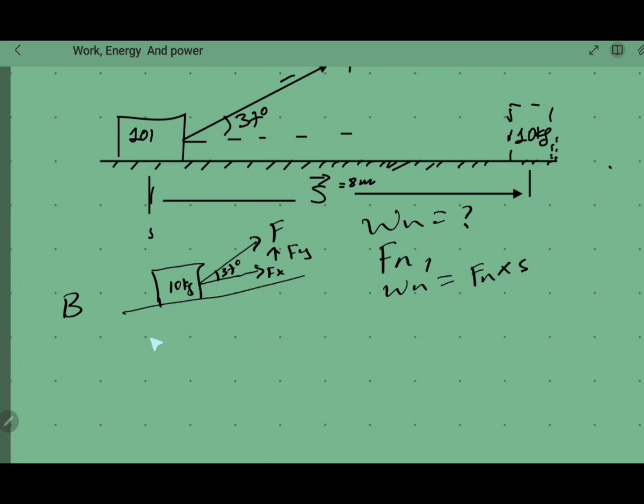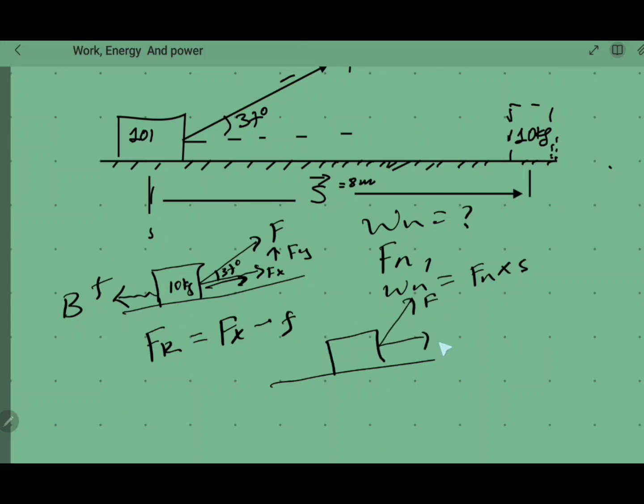Now let's find the resultant force. The resultant force this time is equal to how much? This component of the force, Fx, which is F times cosine of the angle, minus the frictional force. The frictional force is resisting in the opposite direction. So first we have to calculate the frictional force. You can have a rough sketch of the mass. There is the F like that, there is the Fx like that, there is Fy here. This Fy affects the frictional force. There is a weight mg down, and you have the normal force upward.